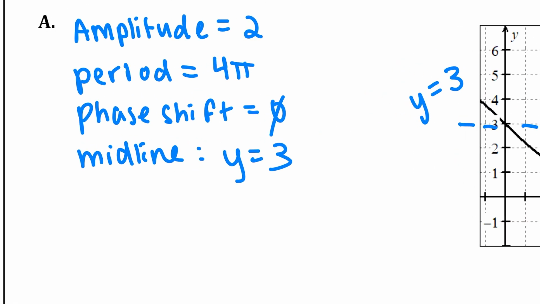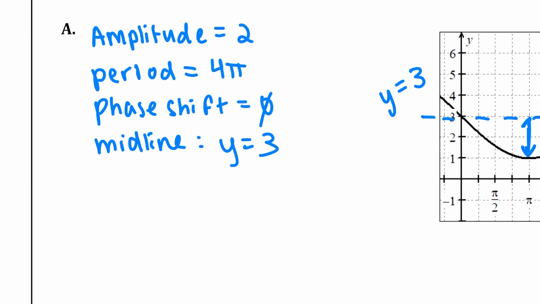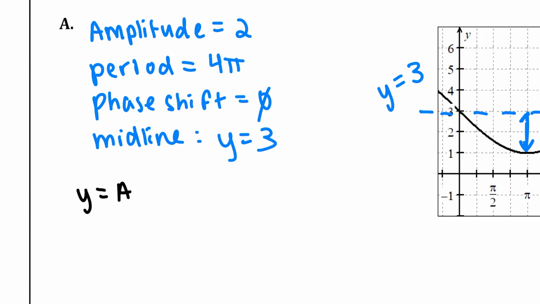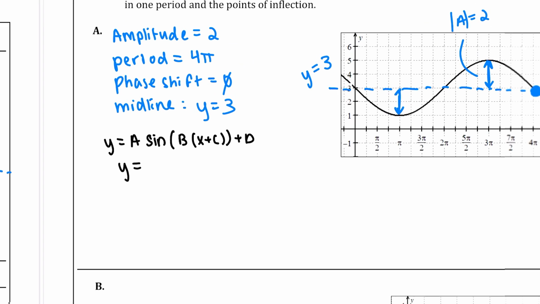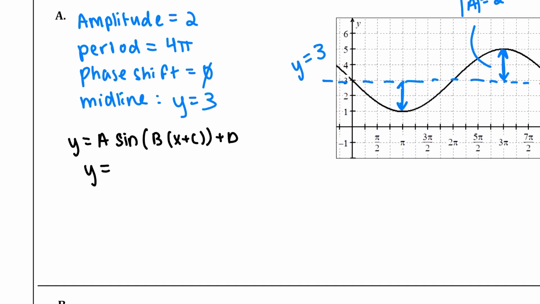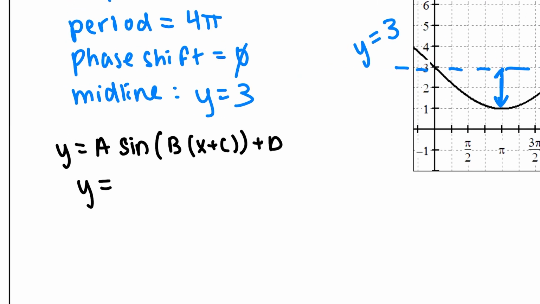All right, so we know y equals a, and I want it to be sine b x plus c plus d. Okay, so y equals, our sine graph is going down instead of going up from the first point. So that means this is a negative. So our a value is actually -2 sine.